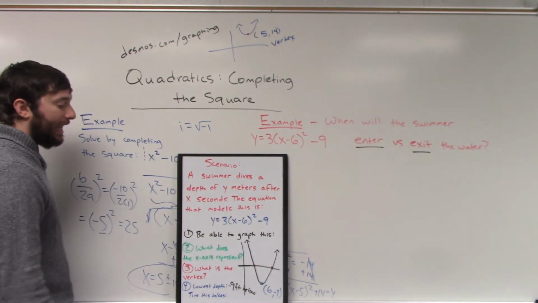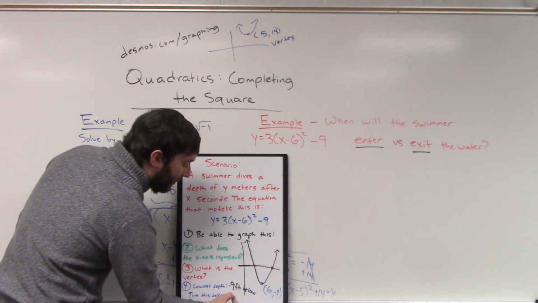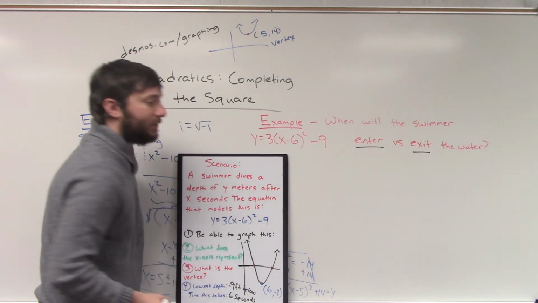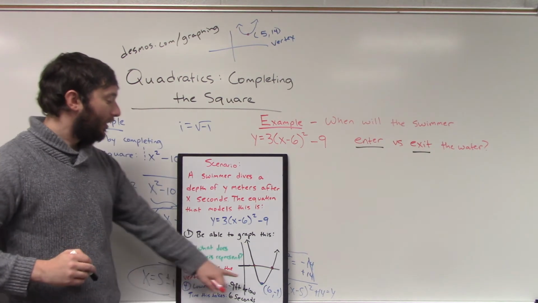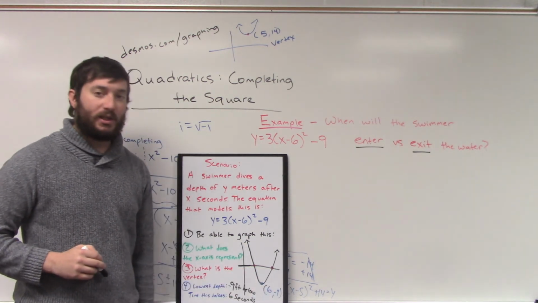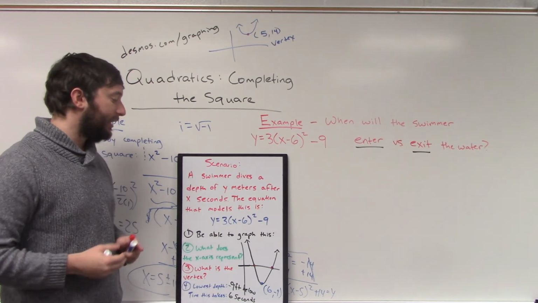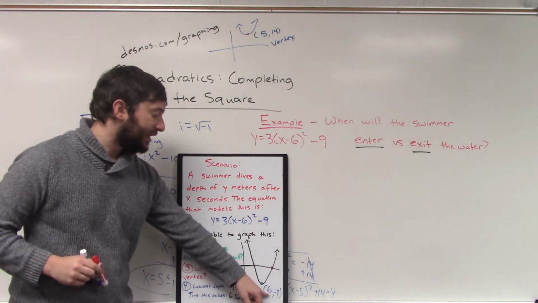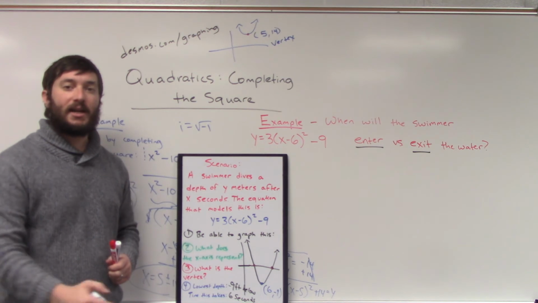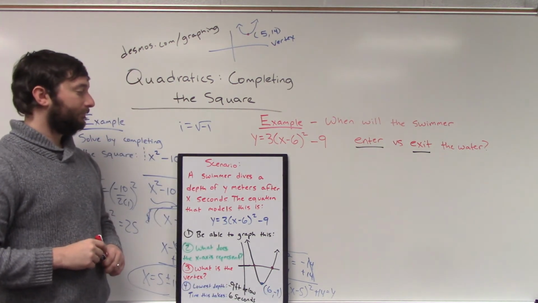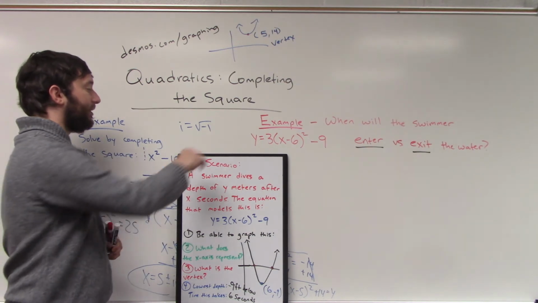And how long does it take him to get there? 6 seconds. That's why the vertex is so important. It helps us to not only identify what our turning point is, but also to contextualize within a real-world scenario that this means it takes him 6 seconds to go 9 feet down and then come back up. That's his lowest depth. So that's one use for the vertex.